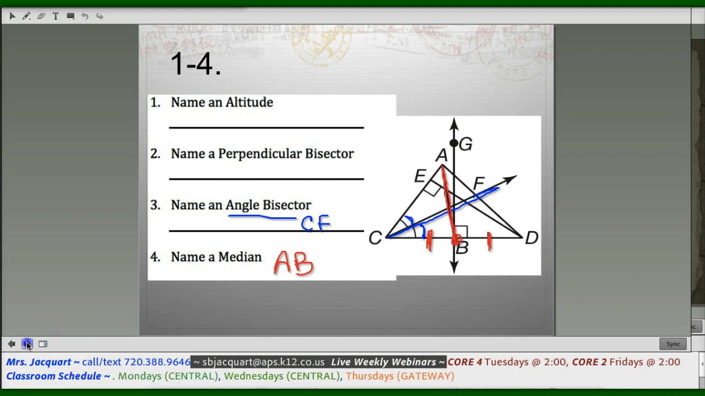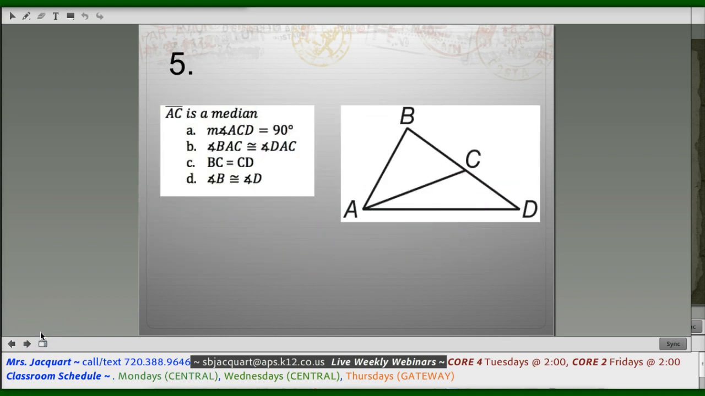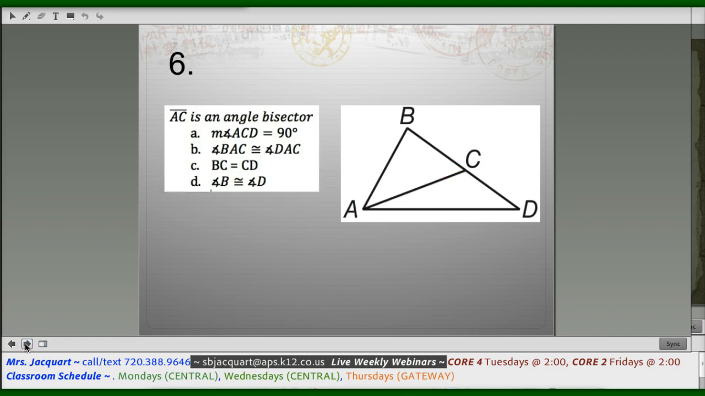Cool, so let's go look at the other stuff. All right, AC is a median. So if AC is a median, that means that equals that. BC equals CD. So let's go see which one says that. Oh, C does. All right, next problem.